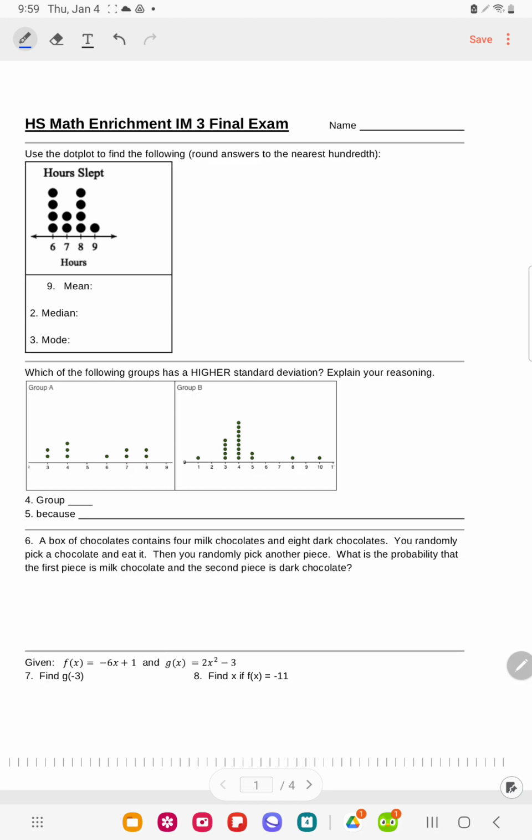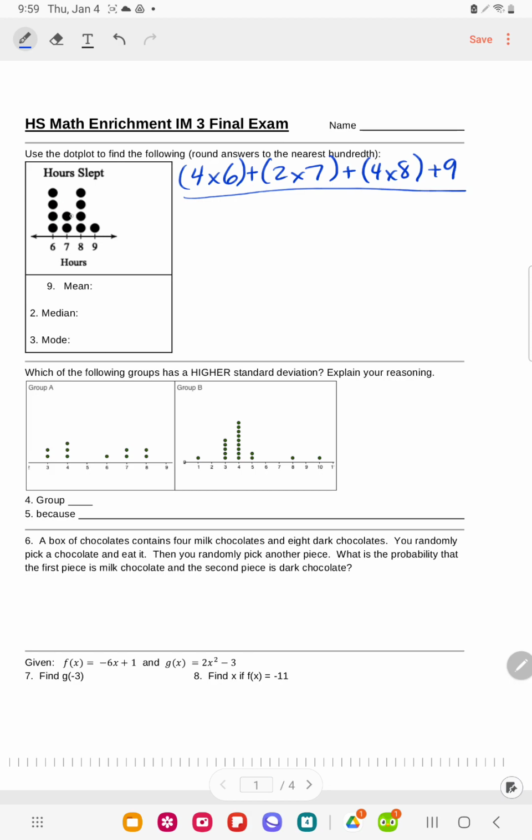So first we need to find the mean. To find the mean, you take the sum of all the values and divide it by the total number of values that exist. So we have 4 6's, so 4 times 6. And we also have 2 7's, so 2 times 7. And we also have 4 8's, and we have 1 9. And we divide it by the total number of values that exist.